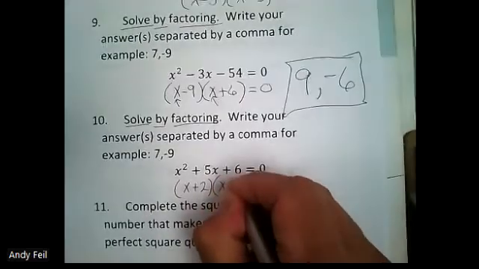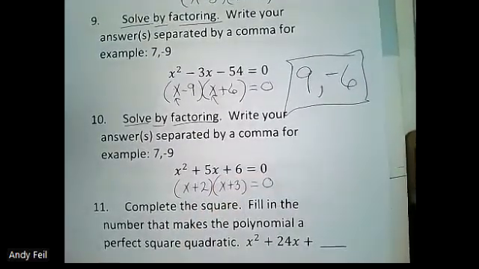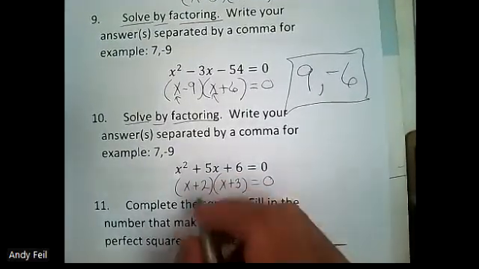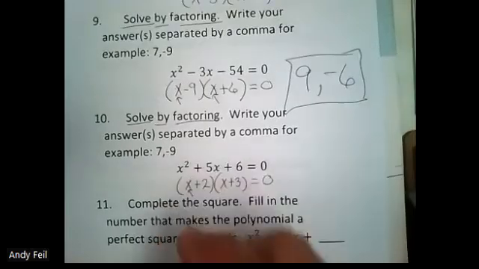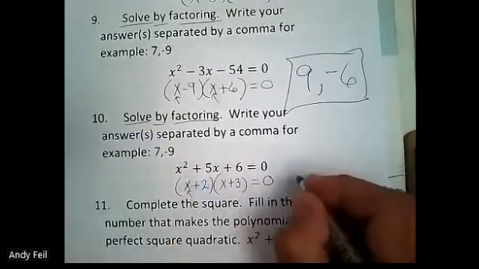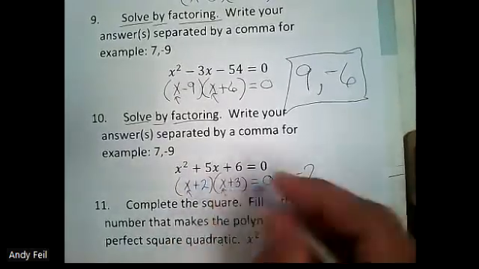Good. X plus 2, X plus 3. But don't leave it as 2 and 3. What could you plug in there to cause this factor to be 0? Negative 2. And what about there? Negative 3.